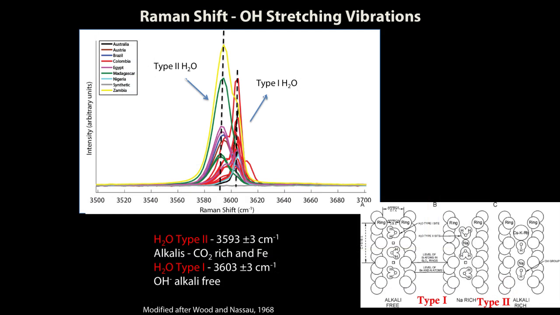Before, you couldn't see much difference, but now if you zoom in and take a look at the different localities, what is clear is that Zambia, Madagascar, and Egypt have a very strong type 2 water, and they are actually the ones that have a lot of alkalis and sodium. On the other hand, Colombia has a very small type 2 water peak and a very strong type 1 water, which is the alkali-free channel.